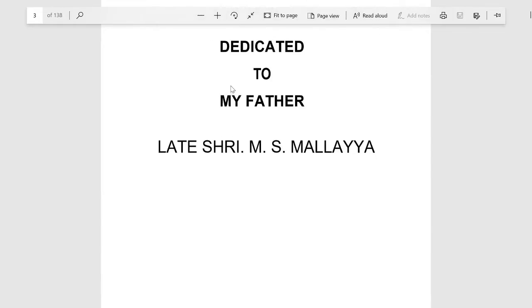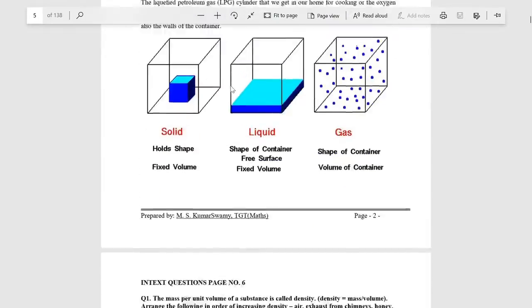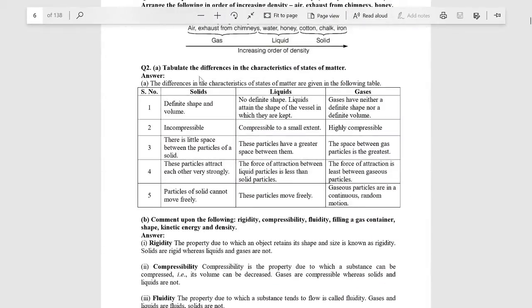Properties of solid, liquid and gases. Solid properties are definite shape and volume, incompressible. There is little space between the particles of a solid. These particles attract each other very strongly. Particles of a solid cannot move freely. Now these are the liquid properties.